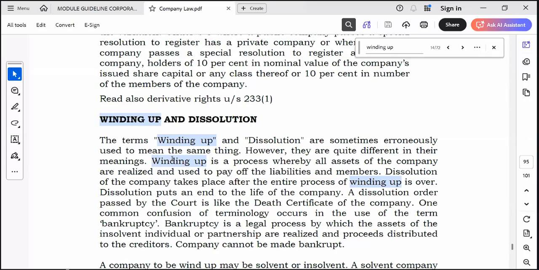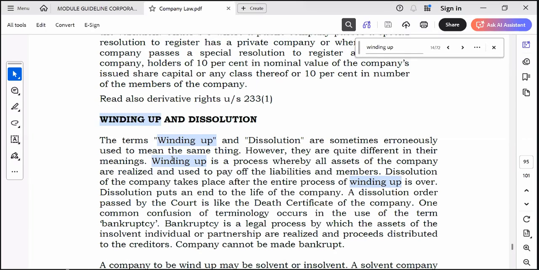So you see, winding up is a process whereby all assets of the company are realized and used to pay off liabilities and members. Dissolution of the company takes place after the entire process of winding up is over. So winding up is simply all the legal procedures where the assets of a company are realized, whether sold, whether assigned, or anything that is done to pay off the liabilities and members, to pay off creditors, to pay all those to whom the company owes.